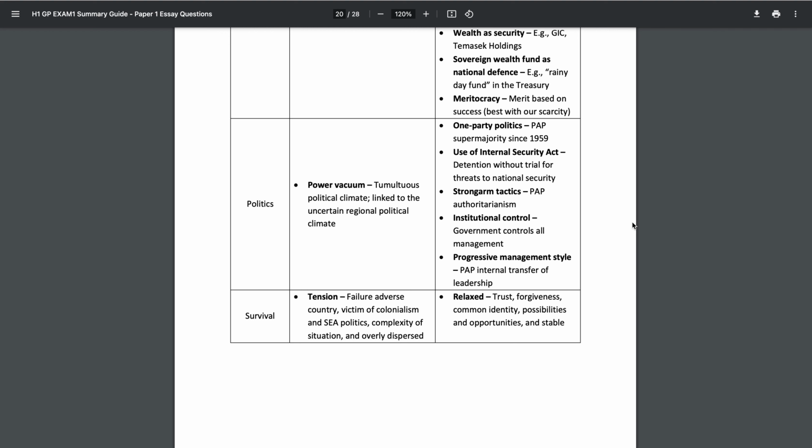In terms of politics, at that point in 1965, we just came out of uncertain regional politics. We came out of the Cold War. We came out of British decolonization. We came out of the Malayan emergency. We came out of the threat of communism. Right? So it was very, very messy, which is why PAP has been so successful.